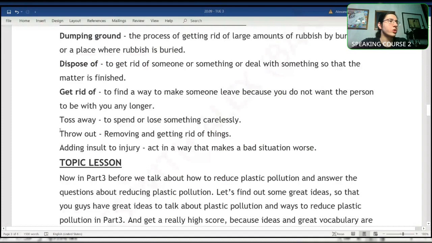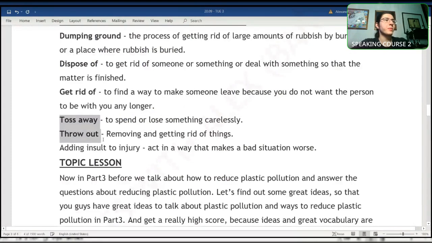Toss away and throw out, two great phrasal verbs, which both basically mean to throw something out. The difference is toss basically means to throw it away carelessly, like you have something and you throw it like that. That is toss. Whereas throw out just means to not have it anymore, not necessarily to throw it like this.